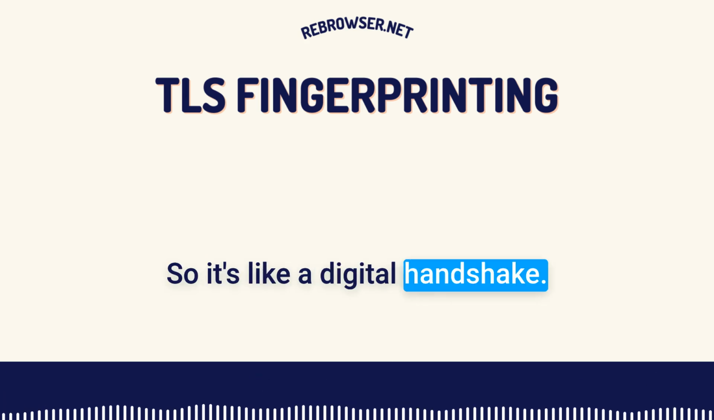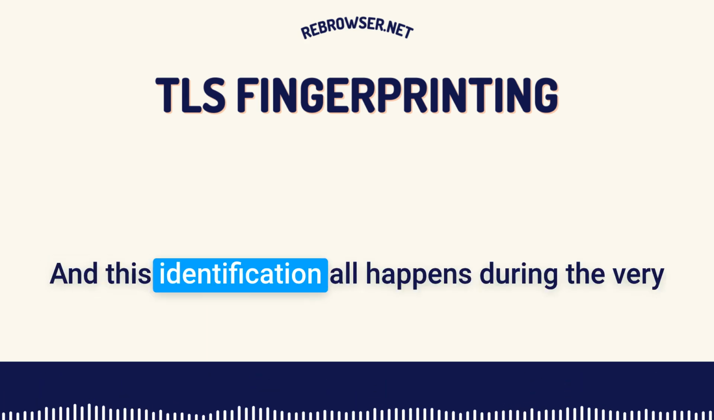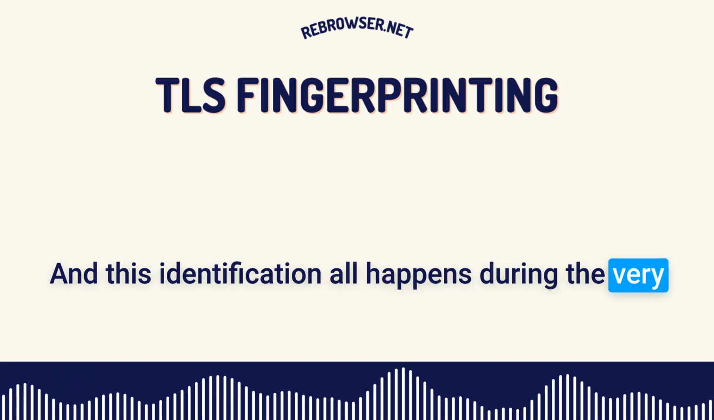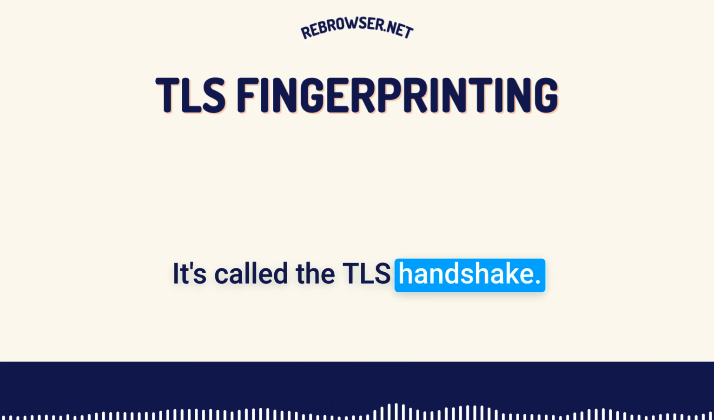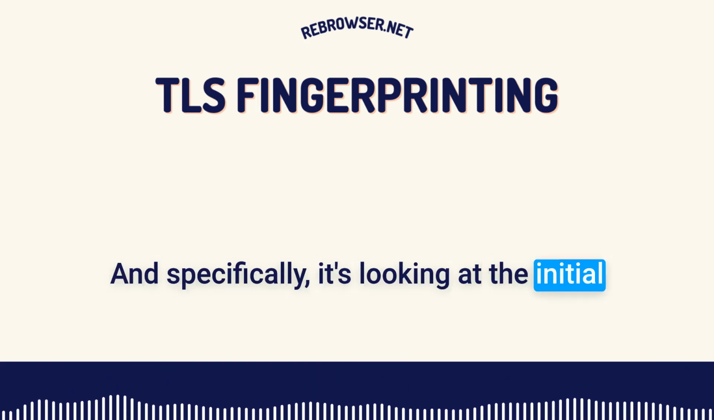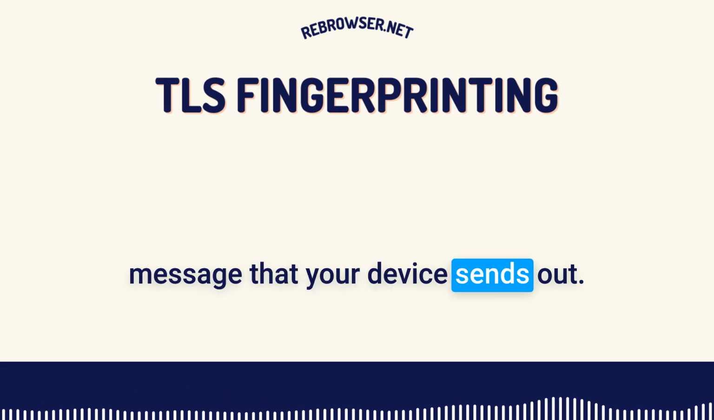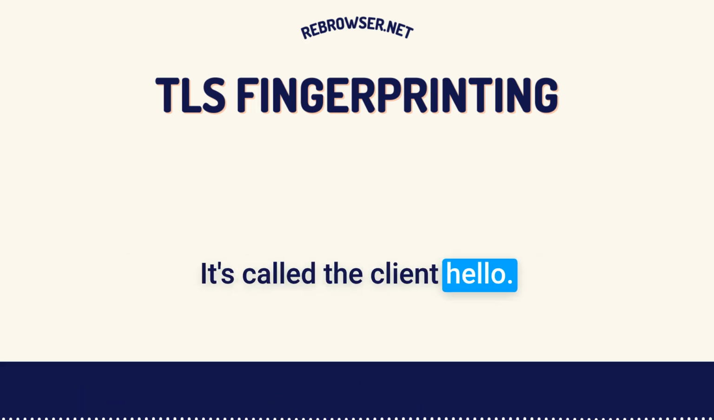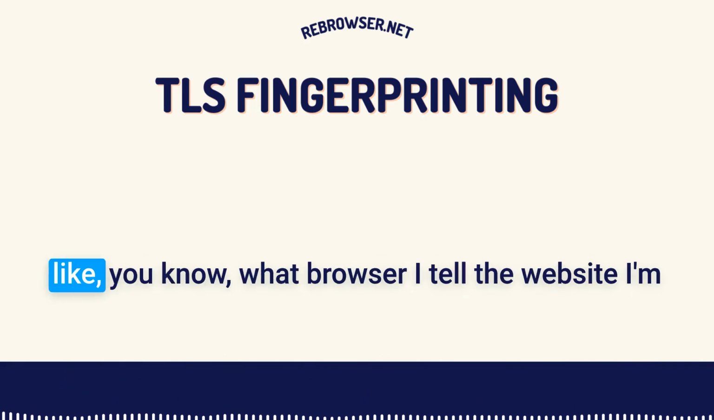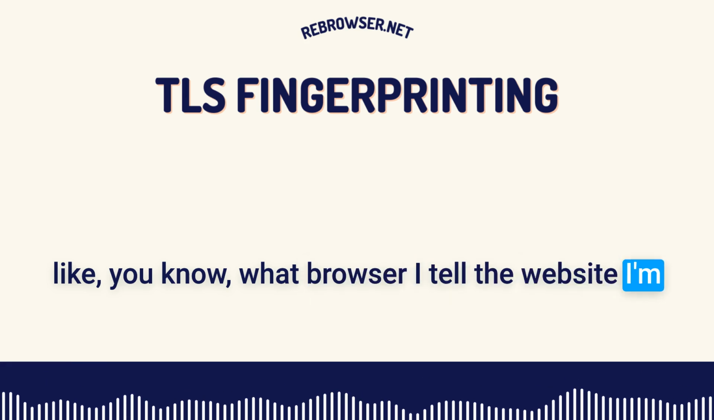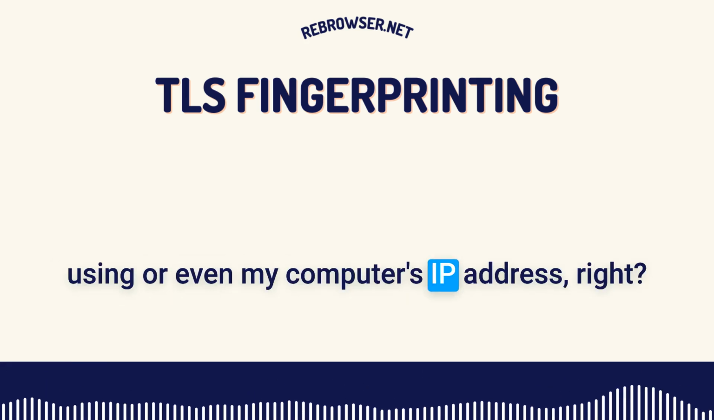Gotcha. So it's like a digital handshake. Exactly. And this identification all happens during the very first step of setting up that secure connection. It's called the TLS handshake. And specifically, it's looking at the initial message that your device sends out. It's called the client hello. Oh, okay. So it's not just looking at the obvious stuff, like what browser I tell the website I'm using, or even my computer's IP address, right?